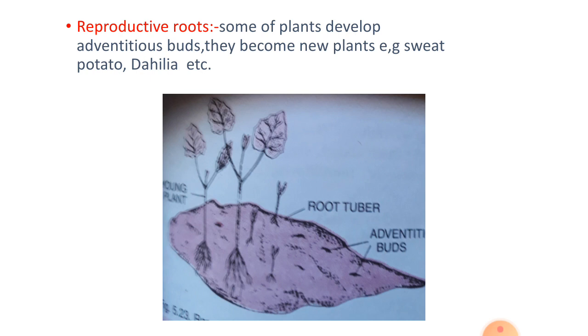Reproductive roots. That is, roots also have the power of reproduction to increase their population. Some of the plants develop adventitious buds, and on growth these adventitious buds become new plants. That is the case in sweet potato and dahlia. These roots act as reproductive organs and give rise to new plants.